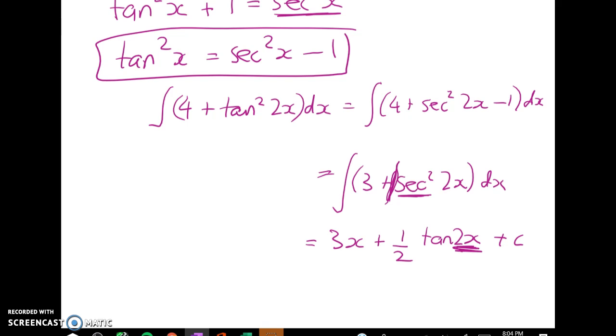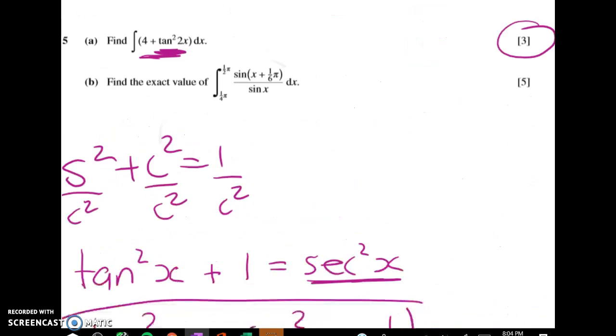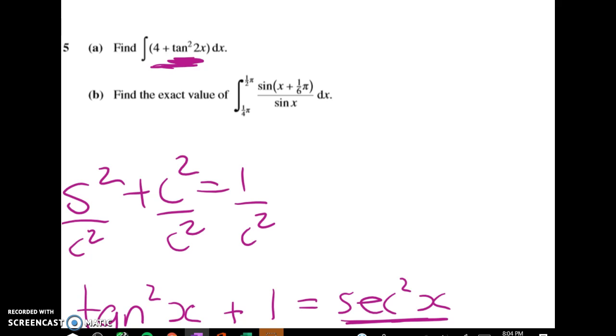Now let's look at this next bit, because it looks absolutely horrible. Right, let's make it a bit bigger. Okay, find the exact value of this integral. Well, my limits are pi on 2 and pi on 4, so that's going to be nice. I'm going to be using exact values and special triangles. This looks awful. I've got sine of x in the denominator, and I've got sine of x plus pi on 6 in the numerator.